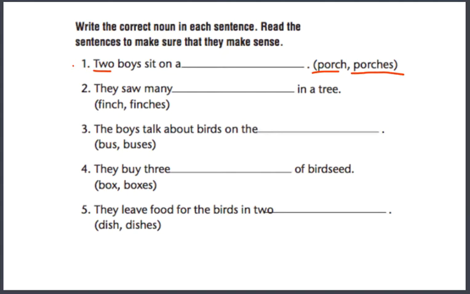Well, 2 boys are not going to sit together on 2 different porches, are they? They're just going to sit on one porch. 2 boys sit on a porch. When I read that out loud, that makes much more sense than 2 boys sit on a porches.